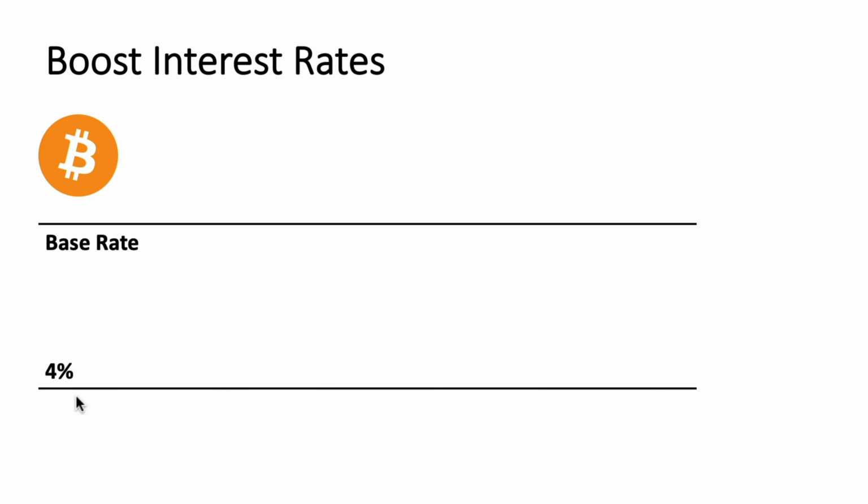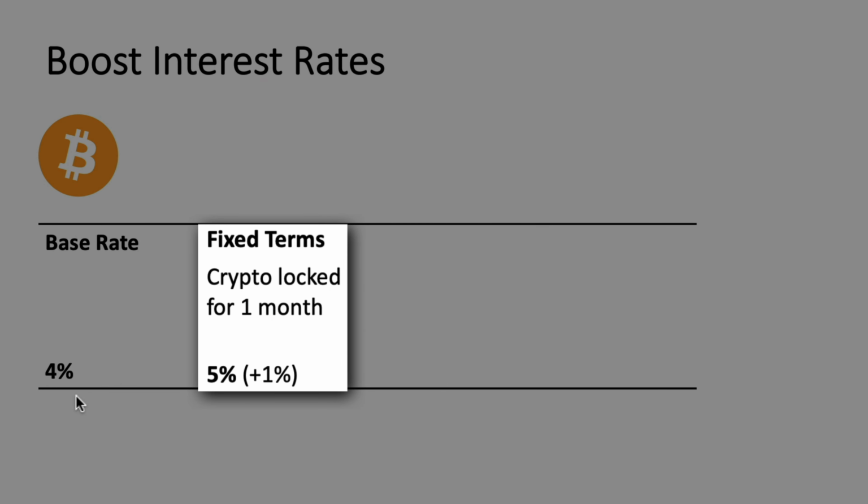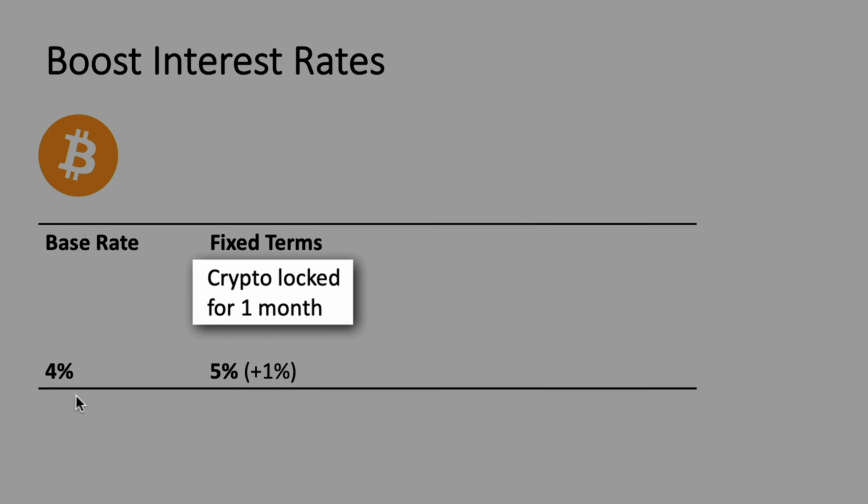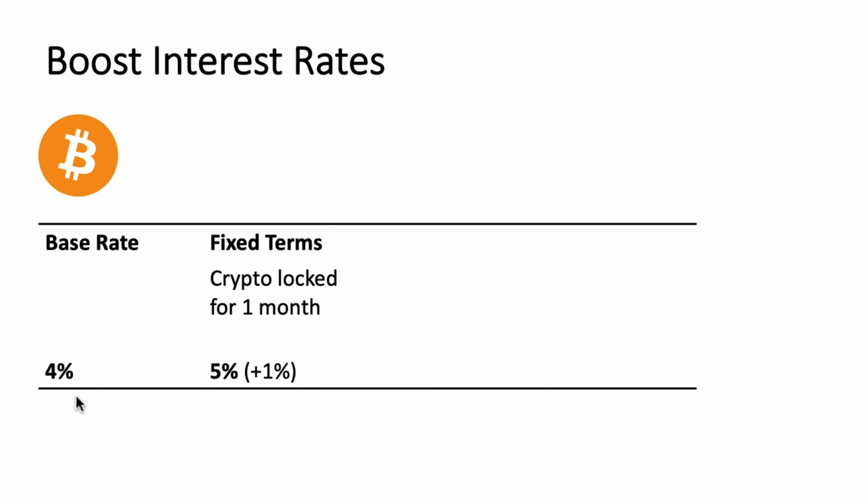And the first thing we can do to increase that interest rate to 5% is to choose the fixed terms. So by default, you are on the flexible terms, which means you can withdraw your crypto or your other asset at any time. Now, when we lock up our crypto for like a month or even 12 months, depending on the crypto, then we get an interest increase. So let me quickly show you how to do that in Nexo.